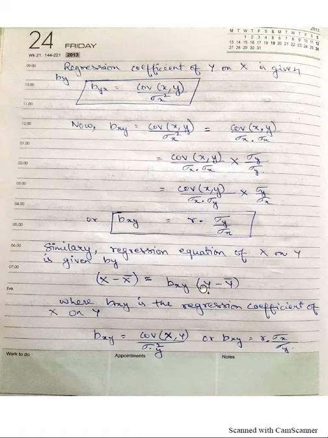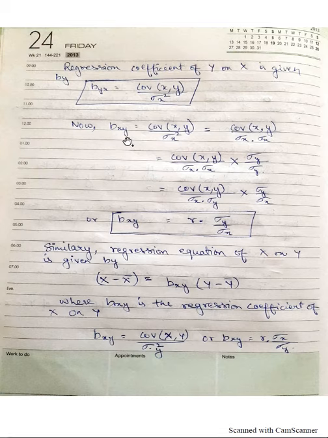Here again x bar is the mean of x, y bar is the mean of y, and what is bxy? Bxy is the regression coefficient of x on y. So what are regression coefficients? You can find the regression coefficient of y on x by using this formula, that is byx is equal to covariance between x and y divided by variance of x, or sigma squared x.